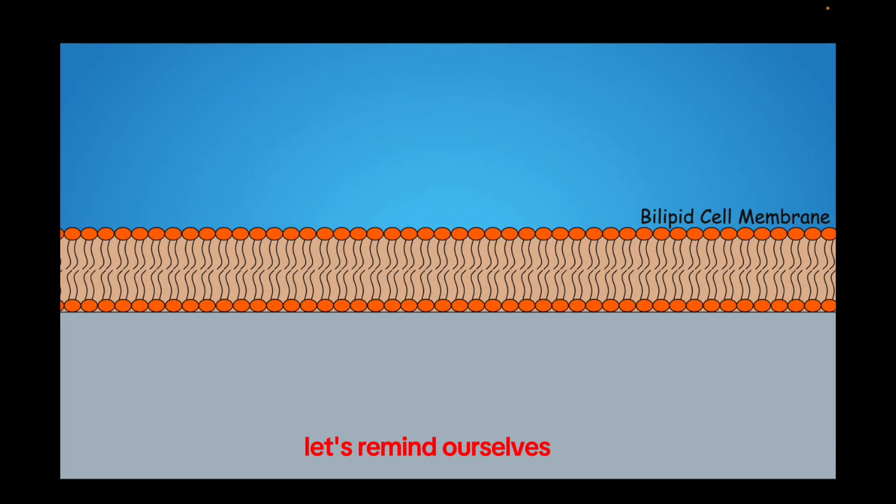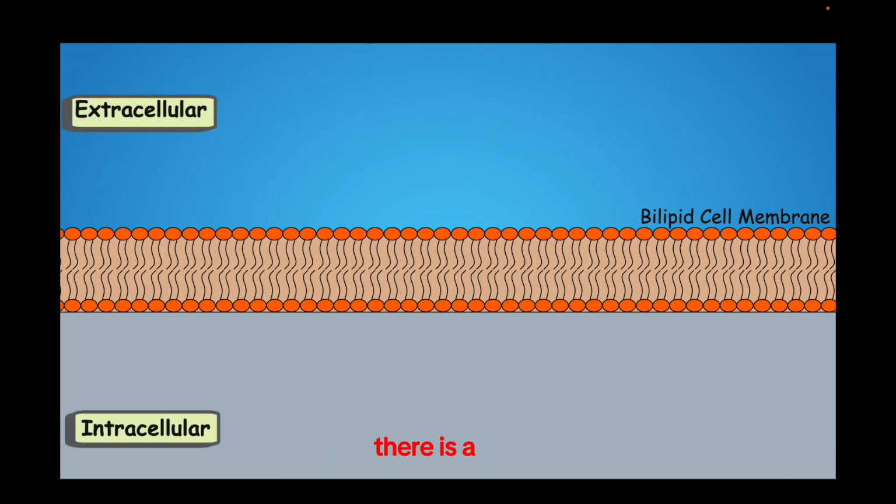Now, let's remind ourselves how an action potential is formed in a nerve cell. Cells have a bilipid membrane, basically a fatty membrane which controls the entry and exit of substances, maintaining the cell's internal environment. In a nerve cell, there is a resting membrane potential between the outside and inside of the cell of about minus 70 millivolts.